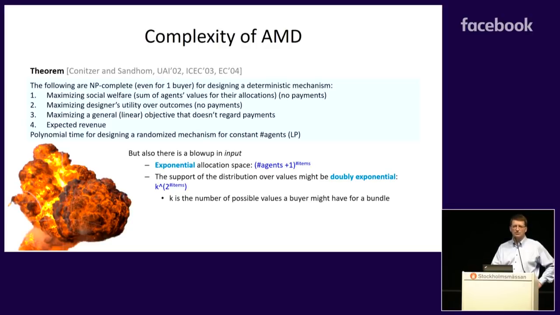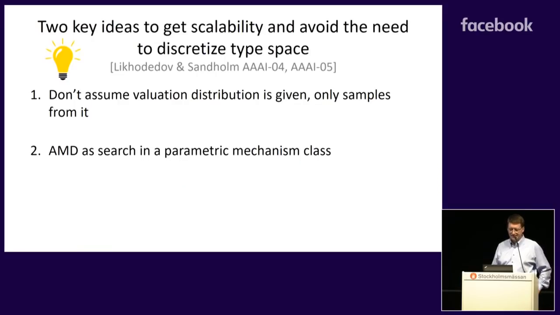And notice it's not just a computational question of, hey, I can't take the input. This input can't be sitting around anywhere because nobody can have enough representation space to store it and not enough experience to gather it, etc. All right, so Anton Likhodedov, who was my student back then, and I came up with 2 ideas to try to cut down on this complexity. And one side is kind of trying to get scalability, and the other side is trying to avoid the need to discretize the type space. So oftentimes we don't really have a discrete type space, we have a continuous type space.